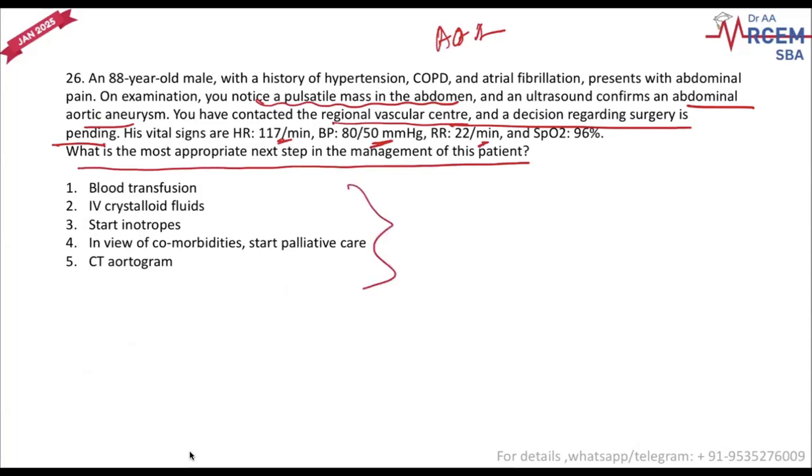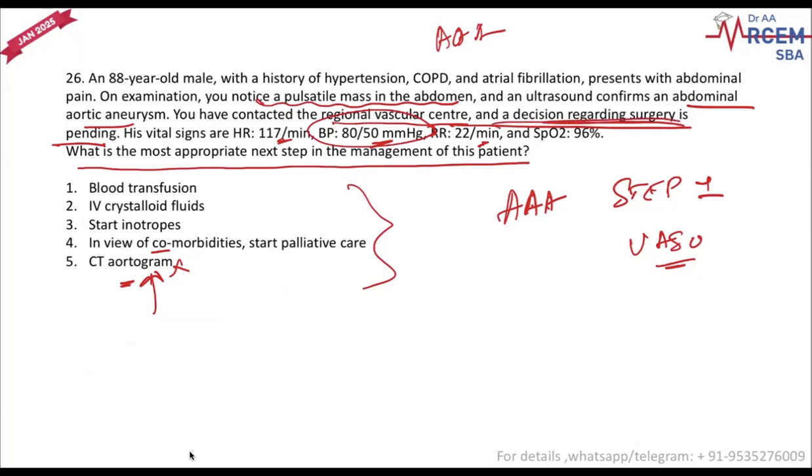So what will you be doing? It is an AAA. First step for AAA, stable or unstable, is always vascular referral. You've already done that. You're waiting for their advice. CT aortogram you cannot get done because the patient is unstable, so we rule it out. In view of comorbidities, start palliative care? You cannot just start palliative care. Palliative care is started when you expect this patient to die in the next few days to months. It is a group of doctors who take that call. Still, you're waiting for the decision of the vascular surgeon.